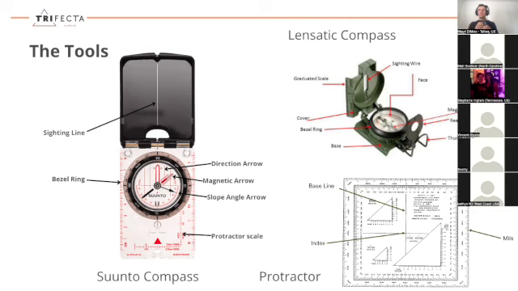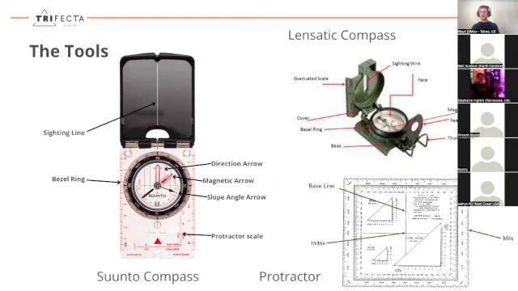Additionally, on these lensatic compasses that are official military compasses, on the north-seeking arrow and on the bezel ring here, you have yellow marks. Those yellow marks are actually powered by a radioactive material called tritium. It's not dangerously radioactive; it's a very small amount, but it makes those points glow in the dark without you needing to charge them using a headlamp. That way you can keep your night vision.